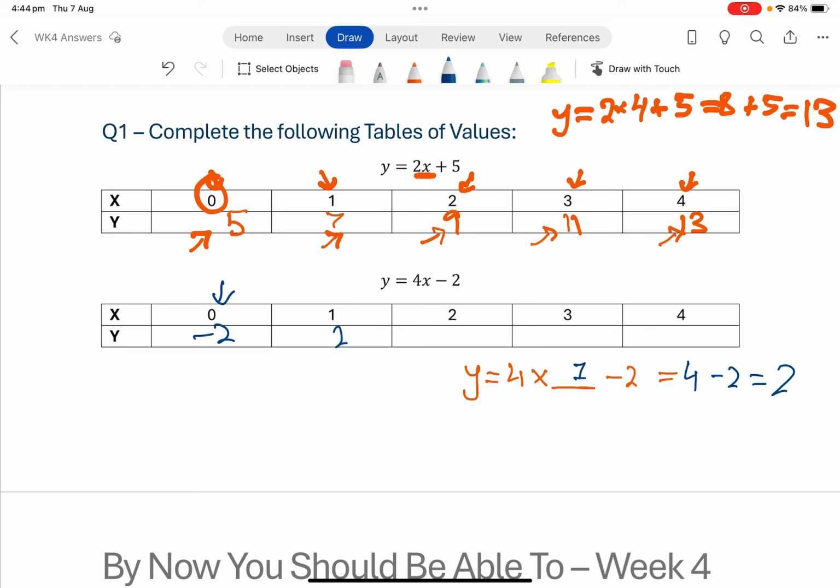And look, hopefully you've kept up at this point. I'm going to start doing them in my head. Okay, so we get 4 times 2 is 8. 8 minus 2 is 6. 4 times 3 is 12. 12 minus 2 is 10. 4 times 4 is 16. 16 minus 2 is 14.